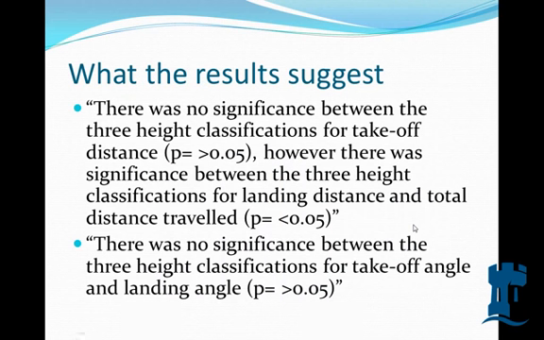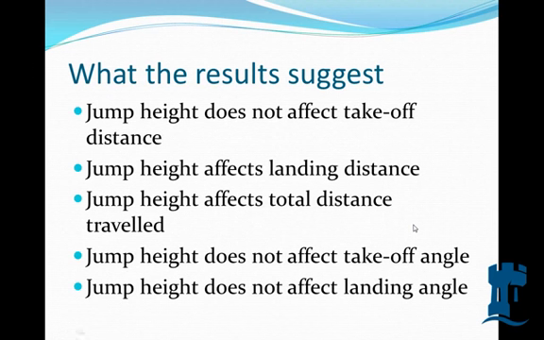So what do these results actually suggest? There was no significance between the 3 height classifications for take-off distance. However, there was significance between the 3 height classifications for landed distance and total distance travelled. There was no significance between the 3 height classifications for take-off and landing angle. So basically what that says is jump height does not affect the take-off distance, but jump height will affect the landing distance and the total distance travelled. And also jump height does not have an effect on take-off angle or landing angle.